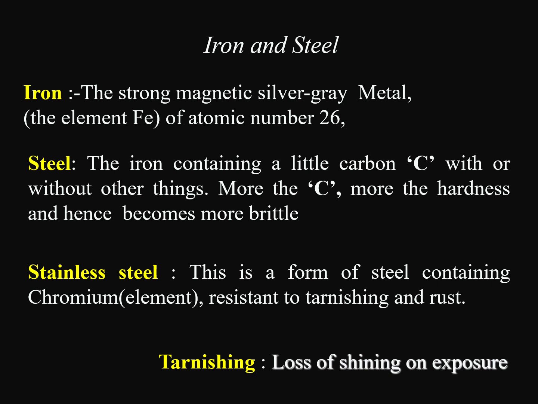Stainless steel. This is a form of steel containing chromium, an element which is resistant to tarnishing and rust. Tarnishing means loss of shining on exposure. That is why stainless steel doesn't lose its shining and doesn't get rusted.